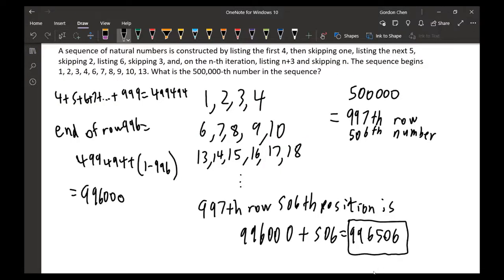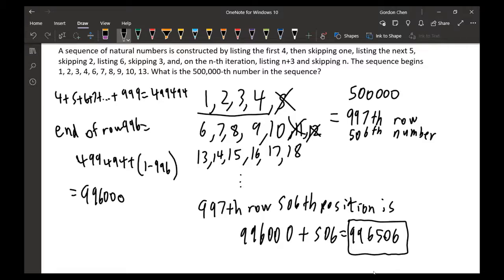Okay, so a sequence of natural numbers is constructed by listing the first 4 numbers, 1, 2, 3, 4, and then skipping 1. So we have 5 skipped. Then we list the next 5, 6, 7, 8, 9, 10, and then 11 and 12 are skipped. So we have 13 through 18 and so on. And we want to find the 500,000th number.